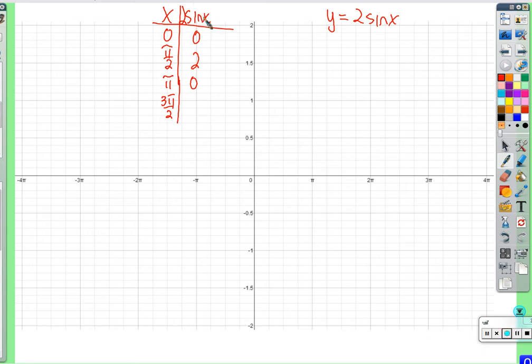Negative 1 times 2 is negative 2. And then we'll come back to 0 again, of course. So 0, and then pi over 2, comma 2. And then pi, comma 0. And then 3 pi over 2, comma negative 2. And then 2 pi comes to 0, and that's how it goes.